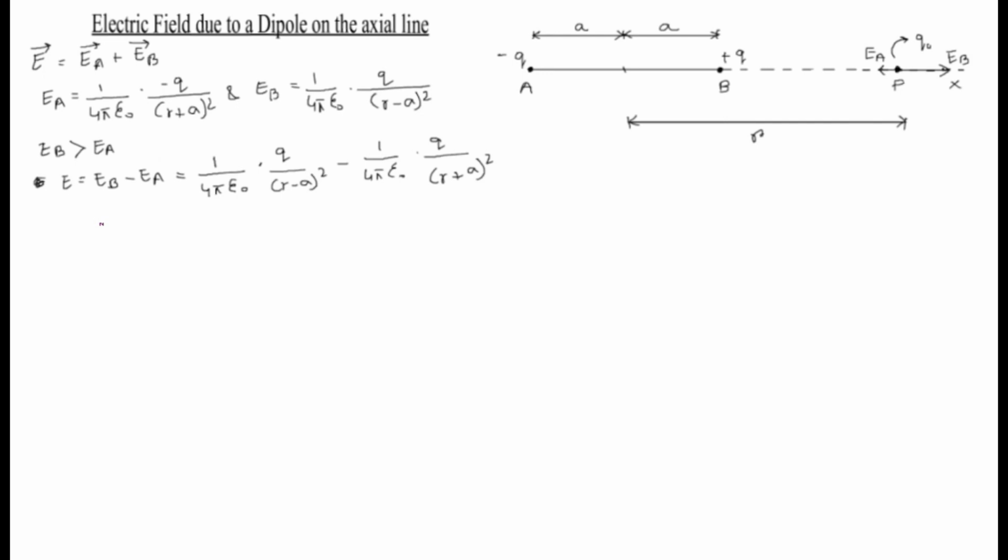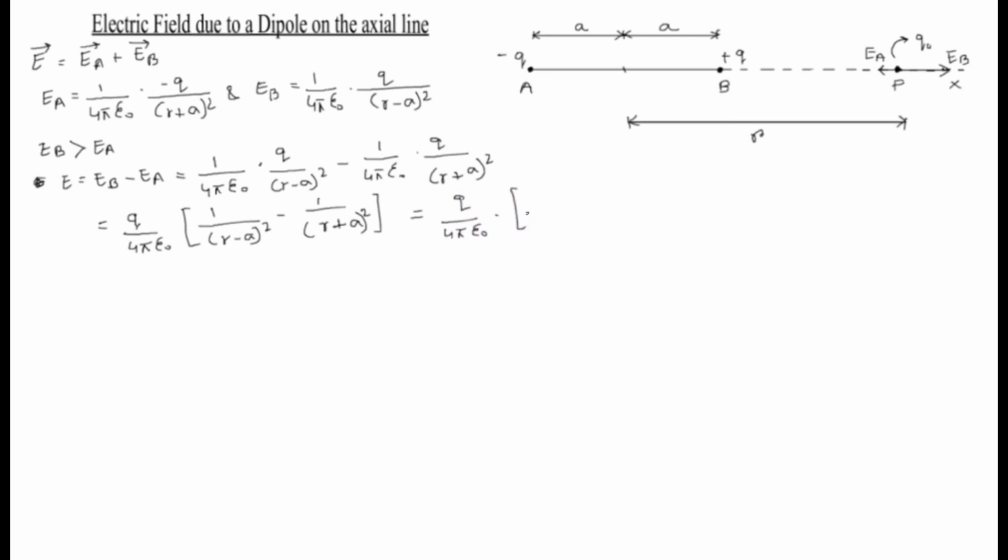Now, I'll take this part common. I'll take Q also. So in the bracket we are left with 1 by R minus A whole square minus 1 by R plus A whole square. In most books what they do is skip this step and directly go to the solution. At some point of time this may create some confusion. So I won't skip, I'll continue doing this part.